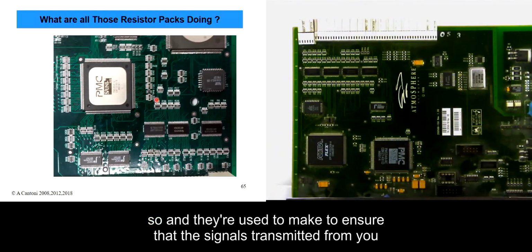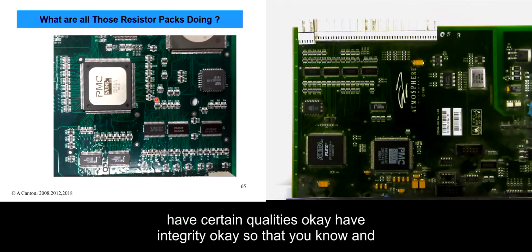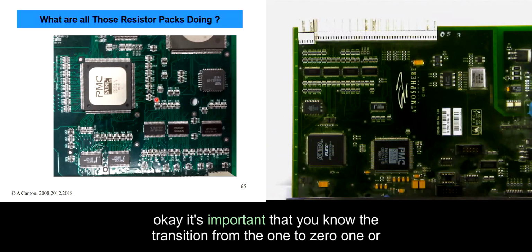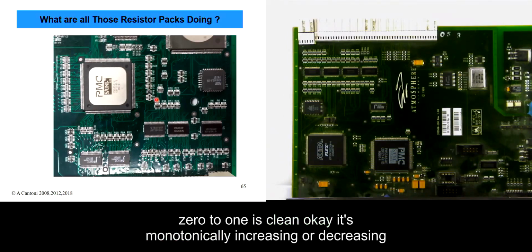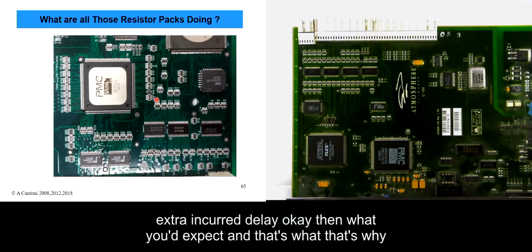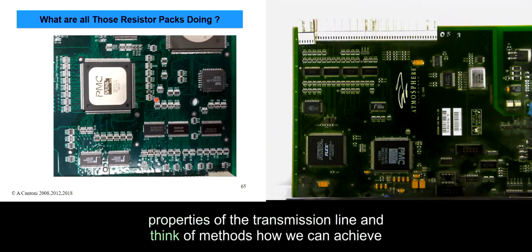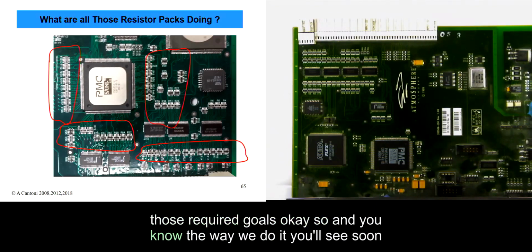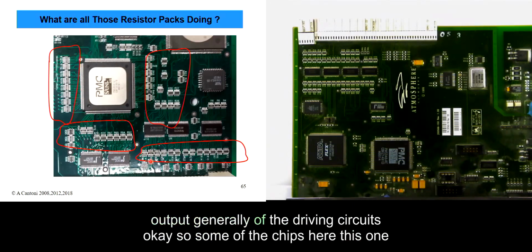They're used to ensure that the signals transmitted from one chip to another, or across the backplane to another board, have certain qualities, have integrity. We're talking about digital signals here, going from 1 to 0, and it's important that the transition from 1 to 0 or 0 to 1 is clean, monotonically increasing or decreasing, doesn't have any significant overshoots, and doesn't have any extra incurred delay beyond what you'd expect. That's why we need to look at the properties of the transmission line, and think of methods to achieve those required goals. The way we do it, you'll see soon, is to put resistors into the transmission lines, or just at the output of the driving circuits generally.